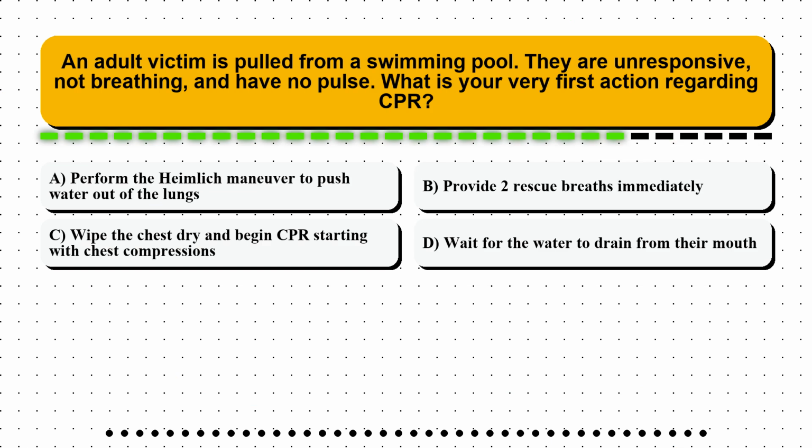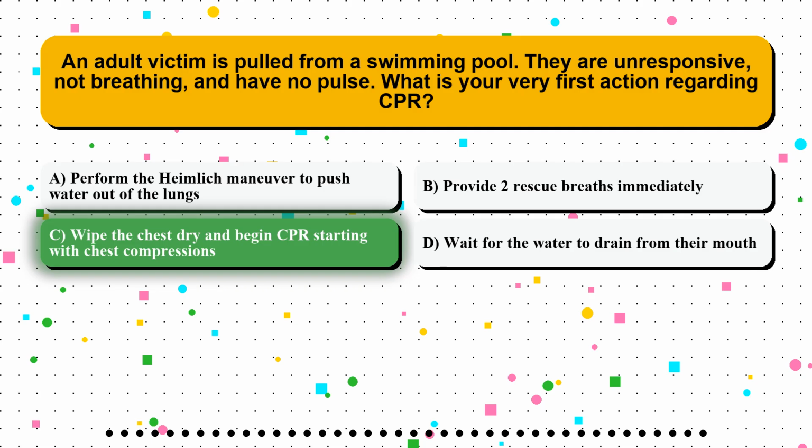Question 22. An adult victim is pulled from a swimming pool. They are unresponsive, not breathing, and have no pulse. What is your very first action regarding CPR? Option A, perform the Heimlich maneuver to push water out of the lungs. Option B, provide 2 rescue breaths immediately. Option C, wipe the chest dry and begin CPR starting with chest compressions. Option D, wait for the water to drain from their mouth.